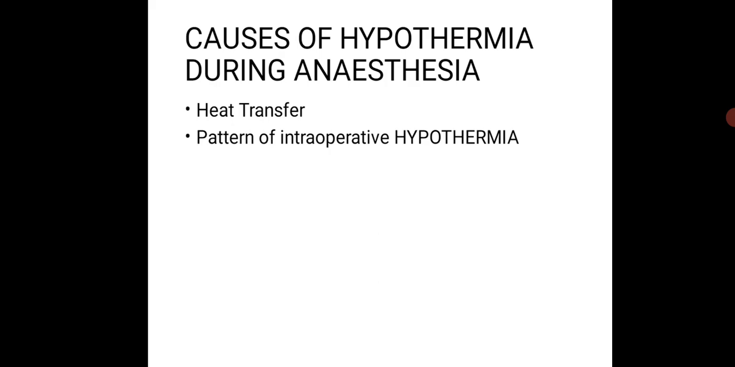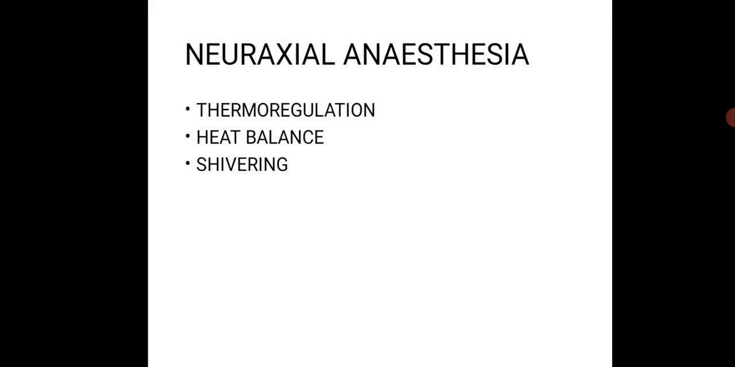Then we will see about neuraxial anesthesia. Neuraxial anesthesia and thermoregulation, heat balance and shivering. Autonomic thermoregulation is impaired during regional anesthesia. Intraoperative core hypothermia may occur.